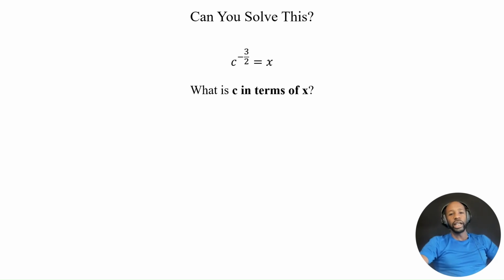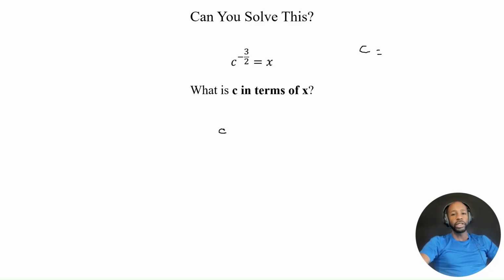You have c to the negative 3 halves is equal to x, and we want to know what is c in terms of x. So all that means is that instead of having x equals something, we want what c is equal to. And of course, it's going to be in terms of x, meaning it's going to be some numbers, and then x on that side. Okay, so let's do this.